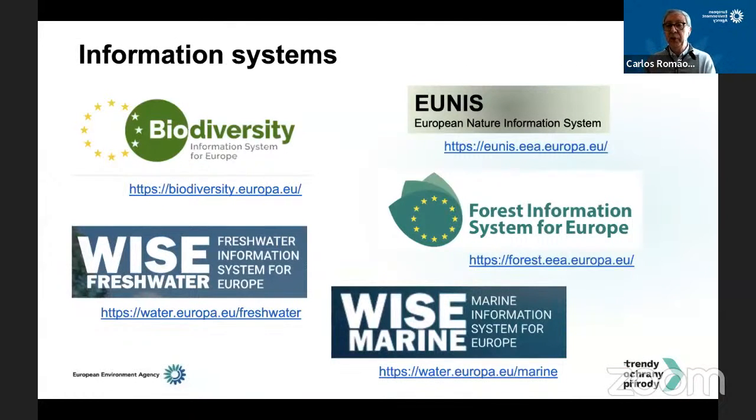We have different information systems on biodiversity, but also on freshwater that brings together information from the water framework directive. We have an information system on the marine environment about the good environmental status of waters from the marine strategic framework directive, data on forests, etc. We are currently in the process of making these systems a bit more coherent between each other and to allow easy navigation between all the different systems. And we hope that in the next 1 or 2 years, we will have this improvement in place.